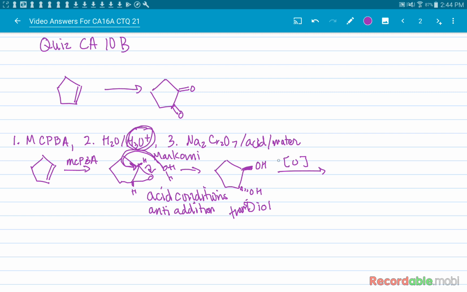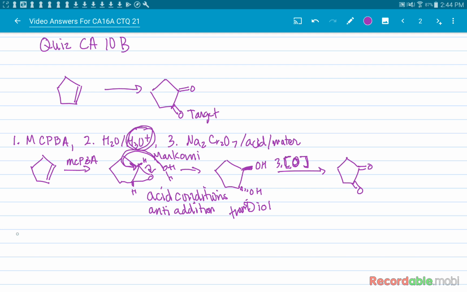The third step is the strong oxidizing agent, chromic acid, and I wrote an oxygen in brackets because that's easier to write than the whole sodium dichromate, acid and water. We know that that oxidizes the alcohols, the secondary alcohols, to ketones. So yes, we do get the target with the first set of reagents.